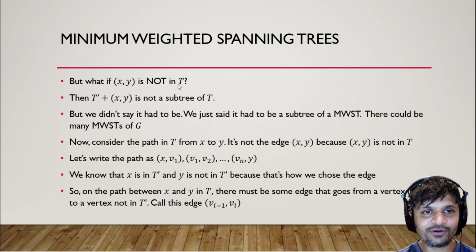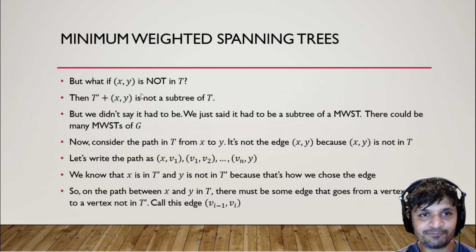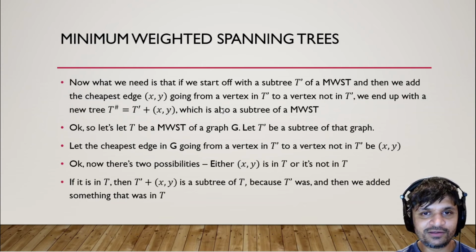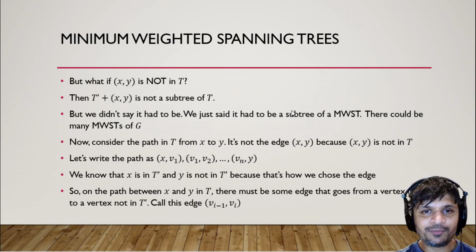Okay, so if xy is not in T, then T prime plus xy is not a subtree of T, right? Because for it to be a subtree, it has to only have vertices and edges that are in T, and xy is not in T. Okay, so that means that T prime plus xy is not a subtree of our minimum weighted spanning tree. And that's a problem because we said we end up with T hash, which is also a subtree of a minimum weighted spanning tree. But the important thing is we didn't say it had to be a subtree of T.